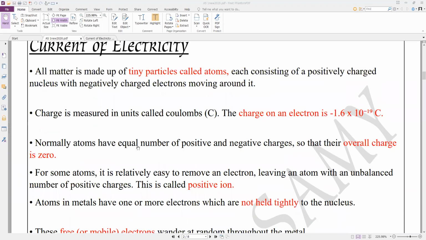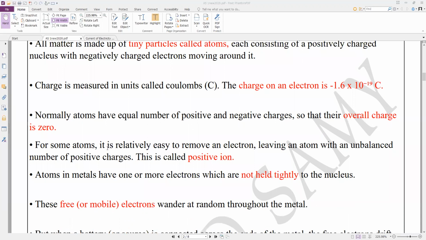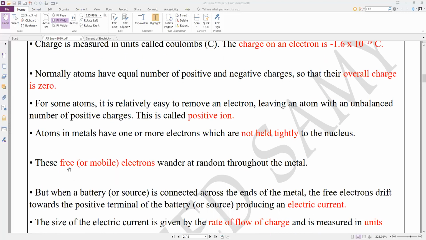Normally, atoms have an equal number of positive and negative charges, so their overall charge is 0. For some atoms, it's relatively easy to remove an electron, leaving an atom with an unbalanced number of positive charges. This is called a positive ion. Atoms in metals have one or more electrons which are not held tightly to the nucleus. These free or mobile electrons wander at random throughout the metal.